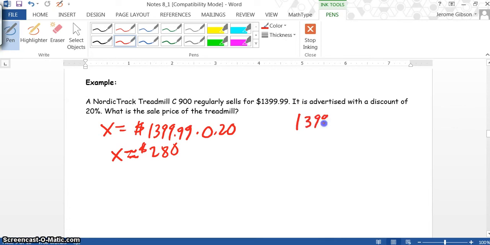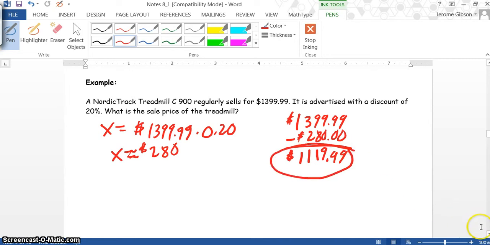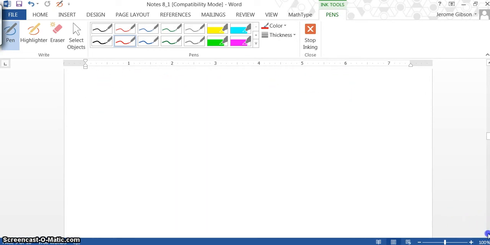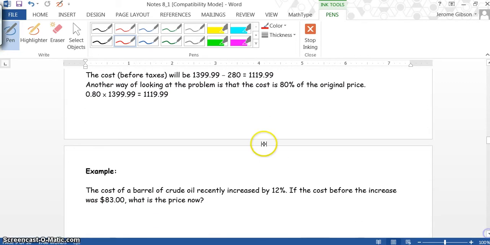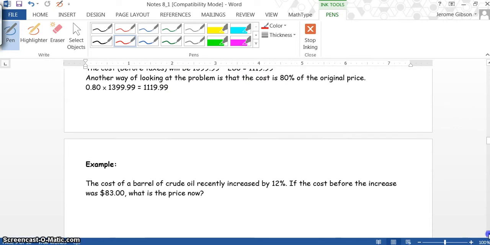So now we want to find out what is the sale price of the treadmill. So we would take the original cost and subtract the discount. So we have 9 minus 0, 9 minus 0, 9 minus 0, which brings us to 9s. 9 minus 8 is 1. 3 minus 2 is 1. And we bring down this 1 here. So it'll be $1,119.99. Now, this solution was given to us, so you can look at that at your leisure.